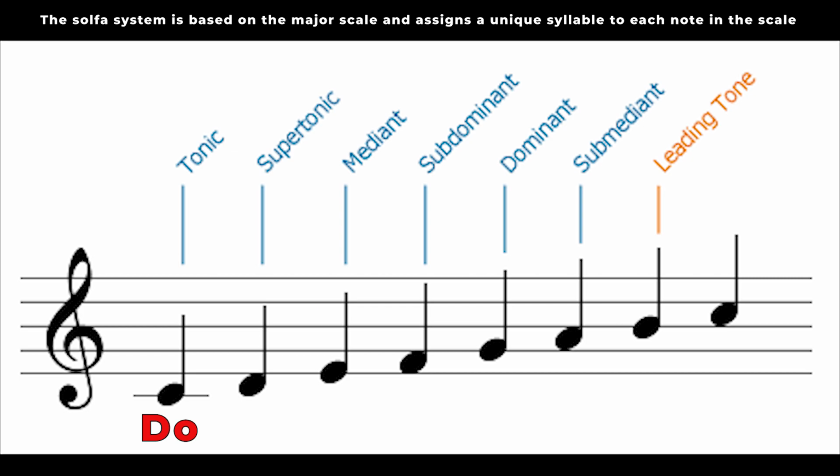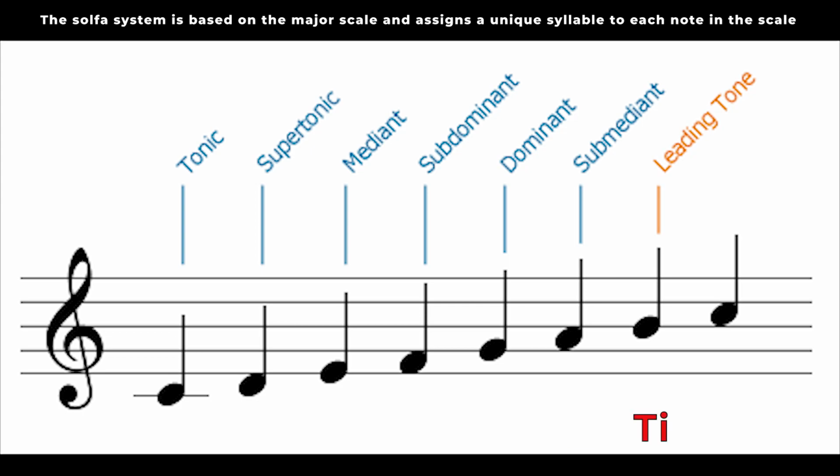Do represents the tonic. It is the first note of the scale. Re represents the supertonic, the second note of the scale. Mi represents the mediant, the third note of the scale. Fa represents the subdominant, the fourth note of the scale. Sol represents the dominant, the fifth note of the scale. La represents the submediant, the sixth note of the scale.